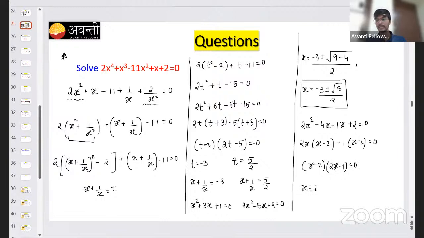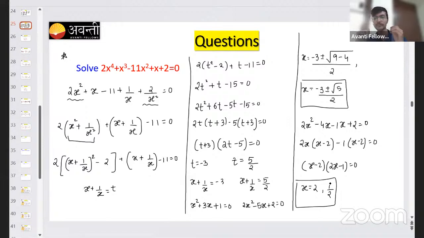So total I got 4 values of x. All of them are in box. These two values and these two values. Got it? So many a times the equation which looks somewhat ugly, not quadratic, we can convert it into quadratic by some algebraic manipulation and then using substitution. So these are the questions I wanted to discuss. And now let's move on to the next part.